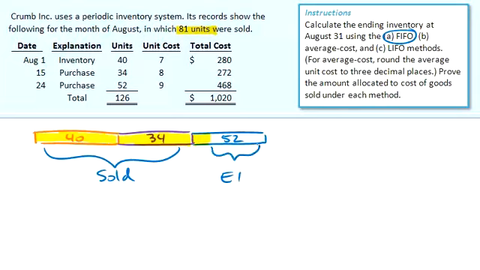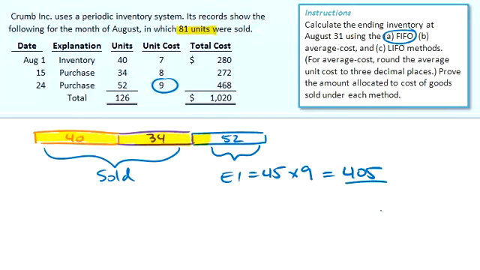This means that our ending inventory is going to be 45 units from our last purchase at $9 per unit. So if we value that, 45 times $9 gives us $405. $405 is the cost of our ending inventory.